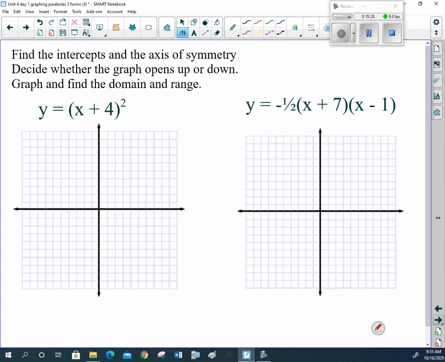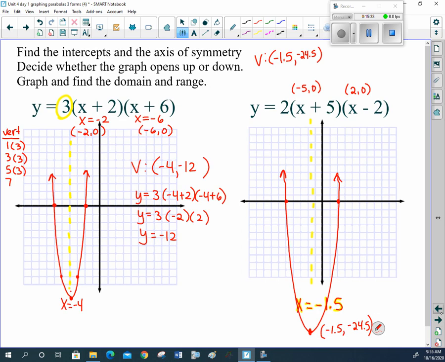Oh, whoops, I don't think we did domain and range on those other two. It wanted us to find domain and range. So domain on this one is all reals. The range is from always smallest number to biggest number, so negative 12 to positive infinity. Over here, the domain is all reals, and then the range, I'll do this. The one on the left was interval notation. The one on the right I'll do in inequality notation: y is greater than or equal to negative 24.5.